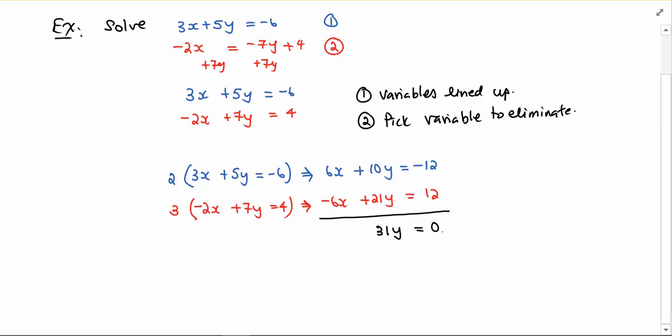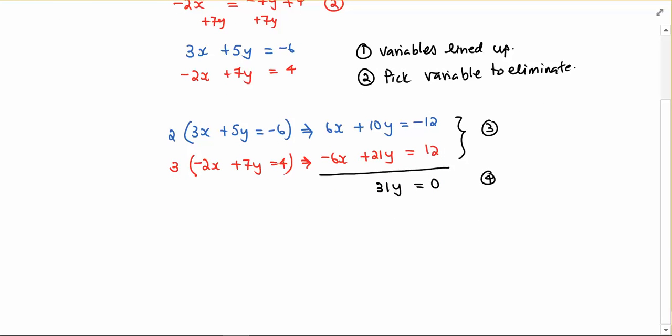Right? So pick a variable to eliminate, adjust the coefficients, and add them together, right? So this is like our next step, step 3. And then this is our step 4, which is to solve, which we are about to do here. So we've got 31y equals 0. I'm going to divide both sides by 31, and I get y equals 0. So all of that is step 4.